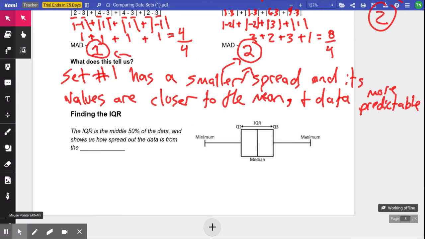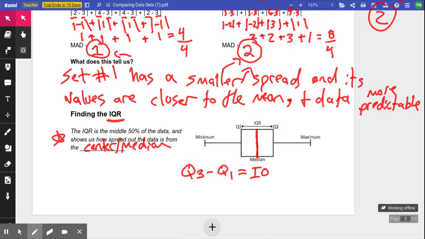We mentioned this earlier with IQR. So the IQR stands for the interquartile range, okay? The IQR is the middle 50% of the data, and it shows us how spread out the data is from the center, or median. That median again is right there smack dab in the middle. We know that our IQR's general recipe is quartile 3 minus quartile 1, which would be that middle 50%.